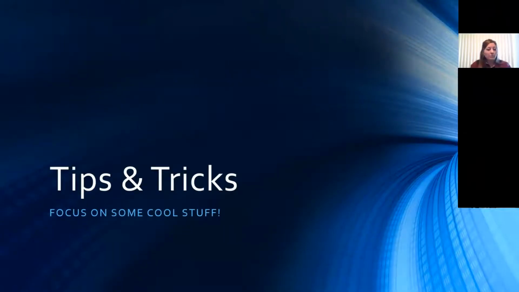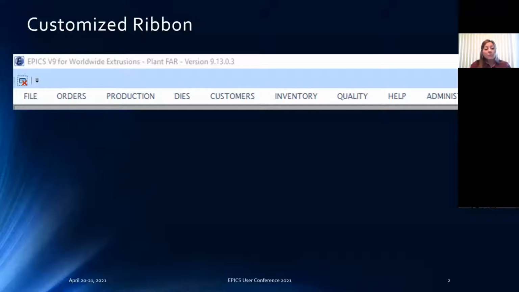So we're going to focus on some cool stuff now. Here we go. First thing we're going to look at is the ribbon in EPICS. If, when you open EPICS, you just see the menus and a little square with an X, this is what a blank ribbon would look like in EPICS that has not been customized. So we're going to look at a quick way that you and your users can customize your ribbon.